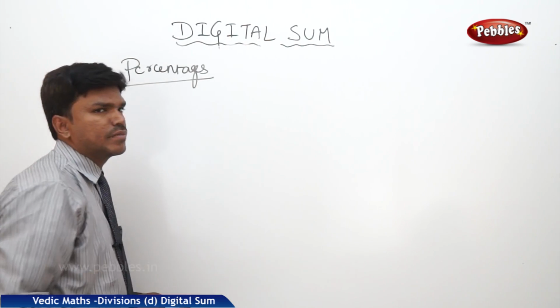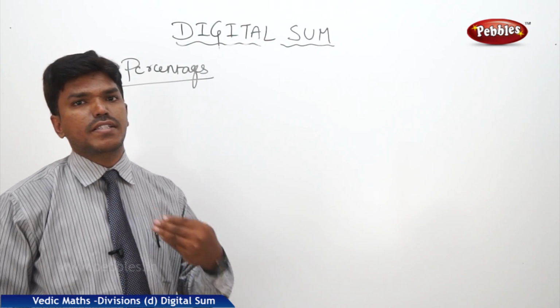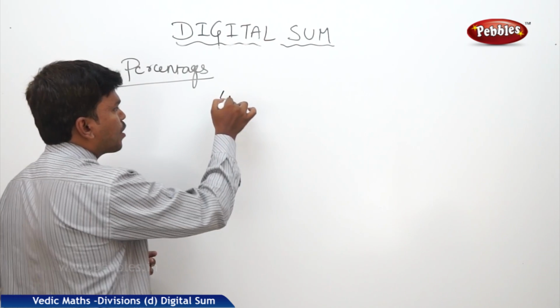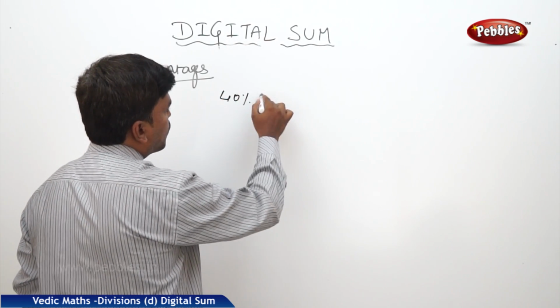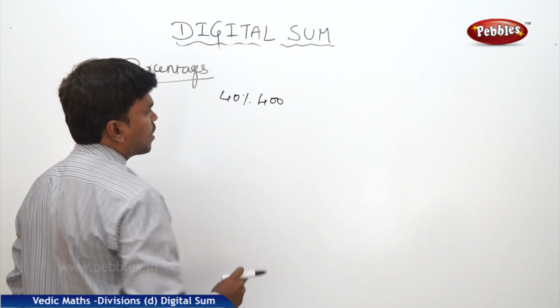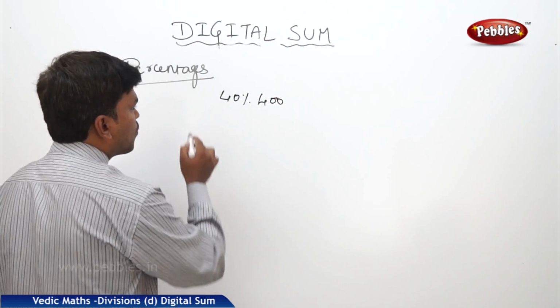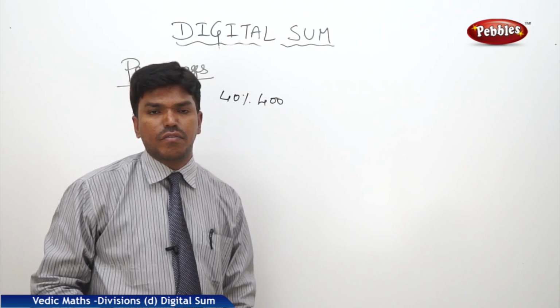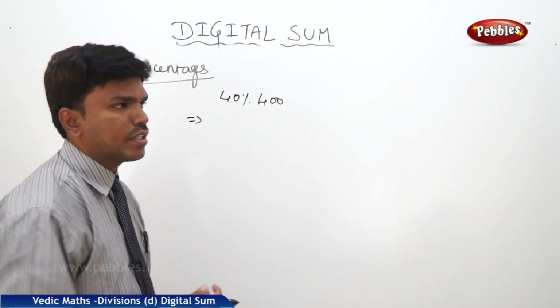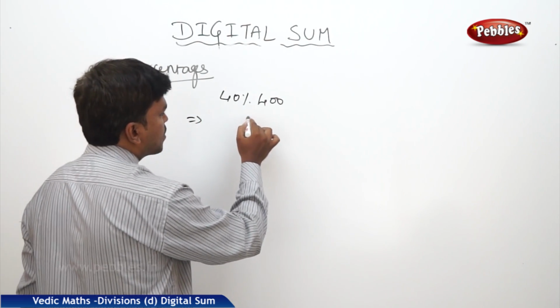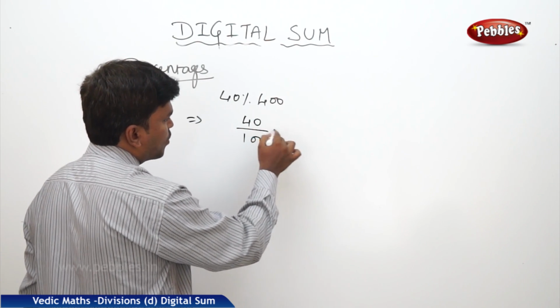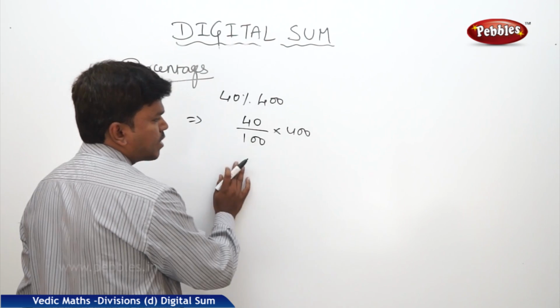By 100. Yes or no? Percent means for every 100. For example, if I want 40% of 400, what do you need to do? For every 100, what is the value of 40%? So 40% means 40 by 100 into 400. Yes or no? Like this we will do.